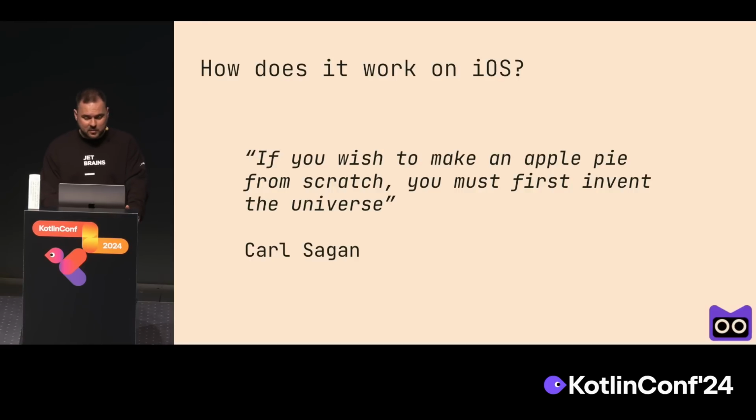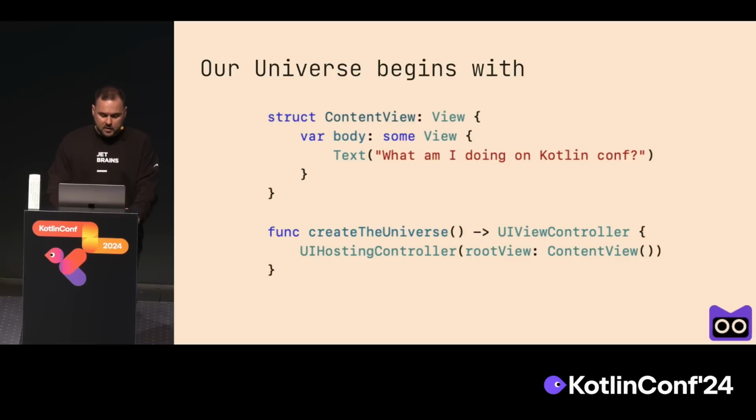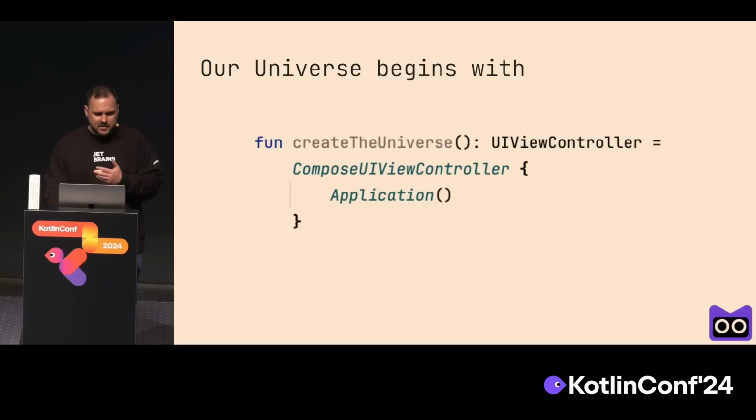Like Carl Sagan said, if you wish to make an apple pie from scratch, you must first invent the universe. So our universe begins with, sorry, it's from another conference, but we can actually pick something in there. Here we create a UIViewController with some SwiftUI struct inside and return it. Basically, in our real universe, we do the same. We have a ComposeUIViewController, which has a block as an argument, and this block is actually composable. So basically, you can describe your entire interface in there, and it will return you a UIViewController.